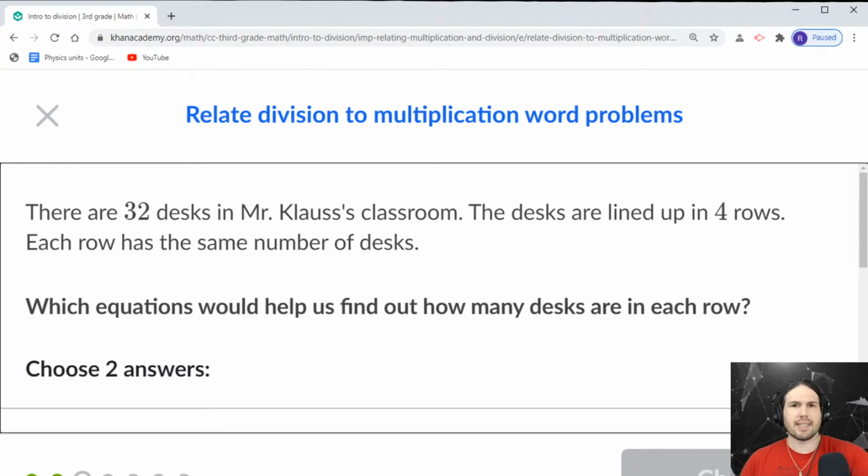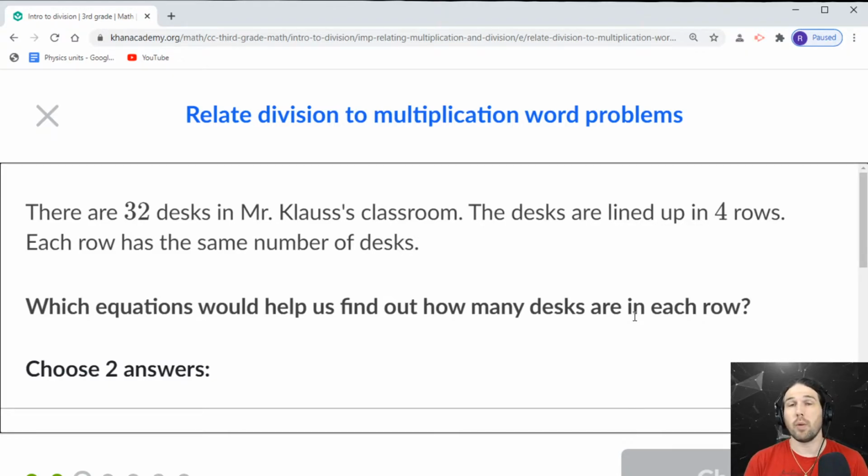There are 32 desks in Mr. Klaus's classroom. The desks are lined up in 4 rows, and each row has the same number of desks. Which equations would help us to find out how many desks are in each row? Again, we can take 32 and divide it by 4, and that will give us the answer we're looking for. So that's going to be one of our answers.